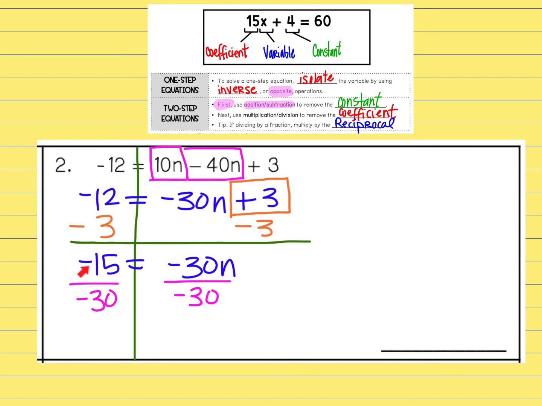Please make sure, do you see that the negative 15 is on top? When you divide, the top number goes inside the box if you had to work it out. When you type it on your calculator, the top number goes first. So when I set this up, it's going to say negative 15 divided by negative 30. If you type it the other way, you're going to get a different answer. For this one, you're going to get n equals positive 0.5 or 1/2.